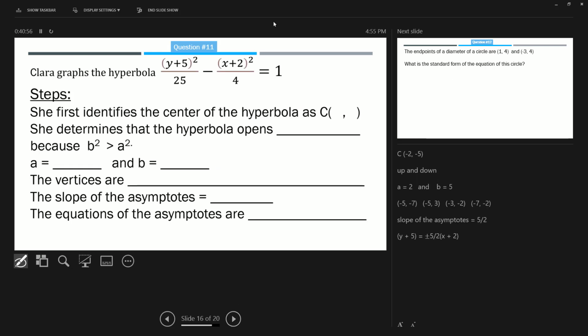For the next question, we're told that Clara graphed the hyperbola (y plus 5) squared over 25 minus (x plus 2) squared over 4 equals 1. So the first thing that she's going to do is identify the center of the hyperbola. So think about the previous problem. We're going to go here first to identify the x coordinate. This is in the form x minus h. h is not a positive 2, it is a negative 2.